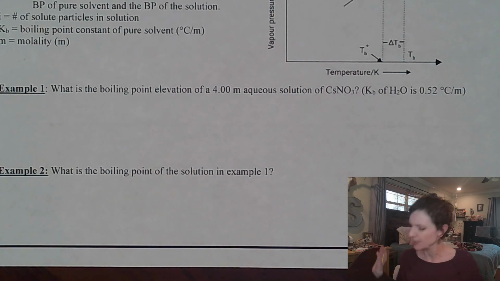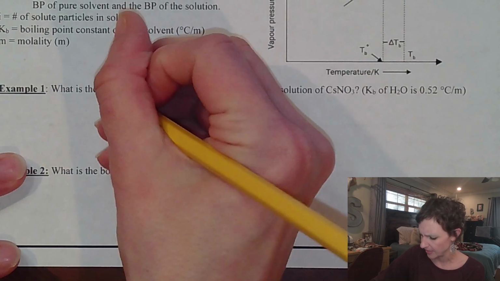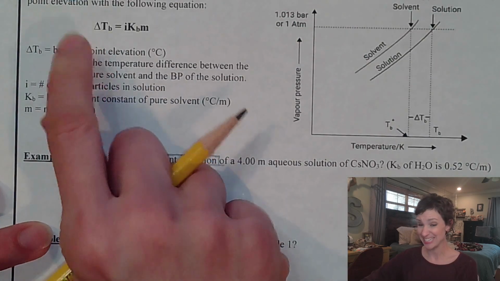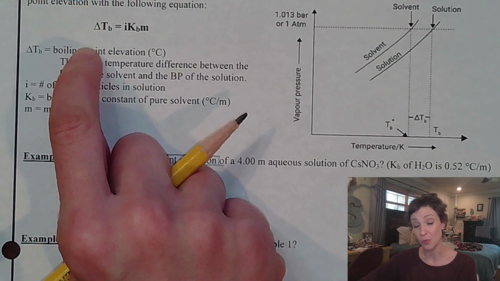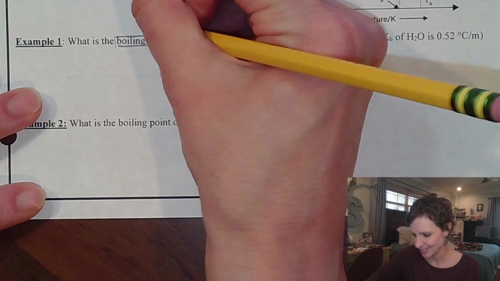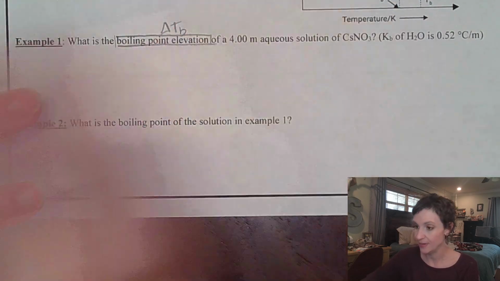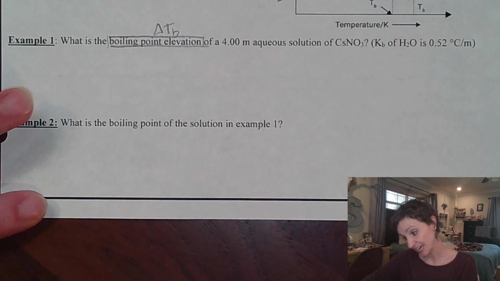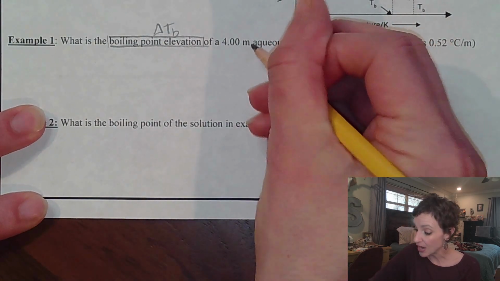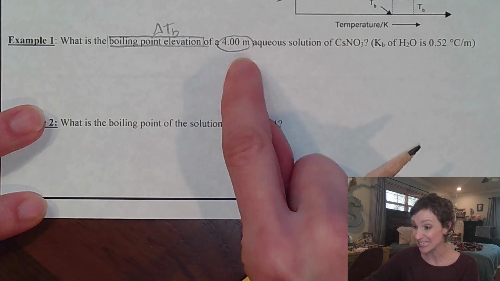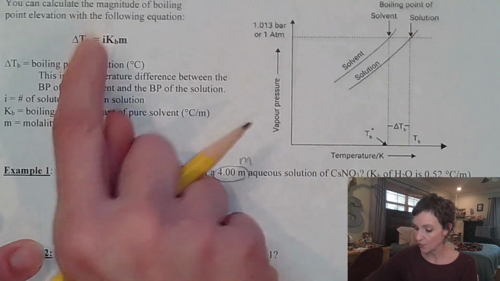Okay, so what are we even solving for here? What is the boiling point elevation? Boiling point elevation, y'all. Boiling point elevation is the change in temperature from the original boiling point to the new boiling point now that I've introduced solute particles. So I'm literally just solving for delta Tb, which is really good for me, of a 4 molal aqueous solution of cesium nitrate. So I'm giving you the concentration of how much cesium nitrate is in that aqueous solution. This is my molality that I'll be using for calculating boiling point elevation.